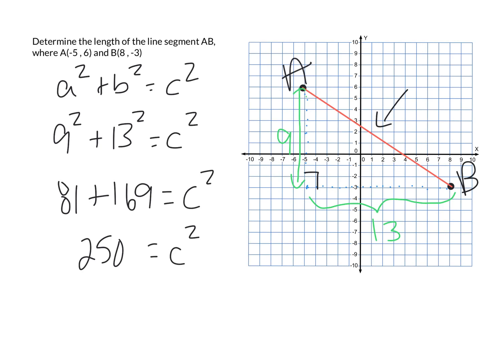So now I've got to take the square root, and I know that c equals the square root of 250. I can't do that in my head, but that would be 15.81 units, and we use the class rule of rounding to 2 decimal places. So that's basically the graphical method of how you would find the length of a line segment.